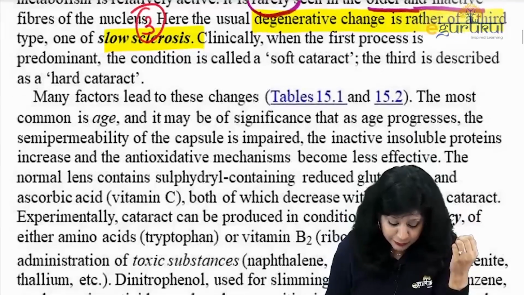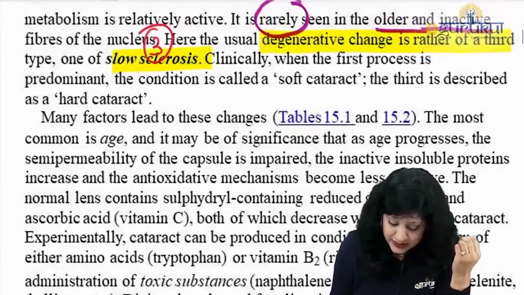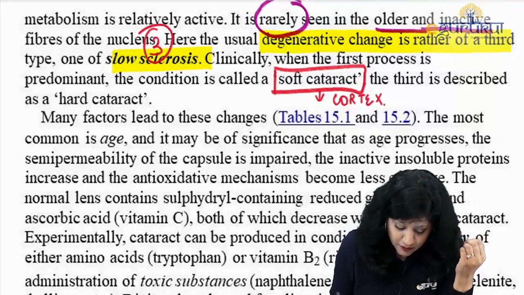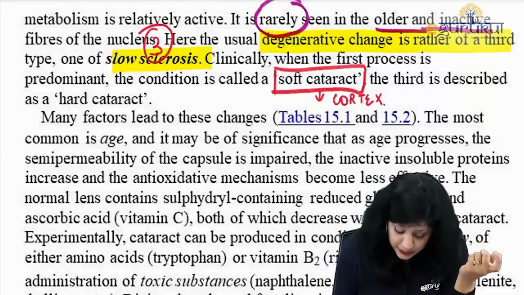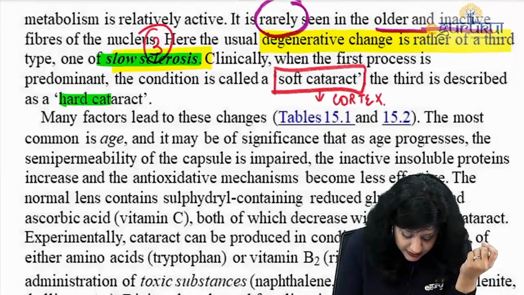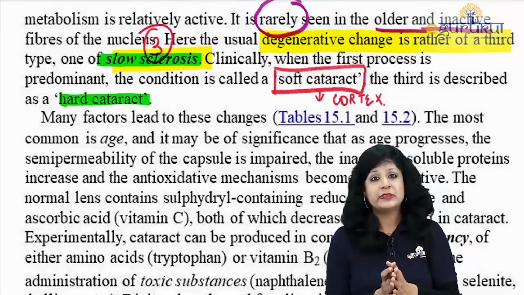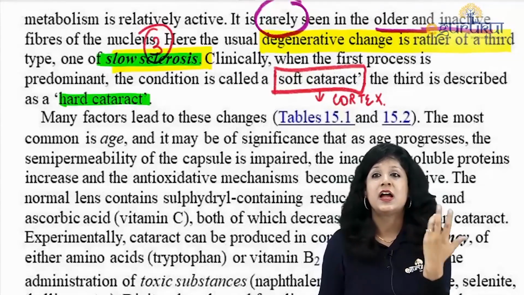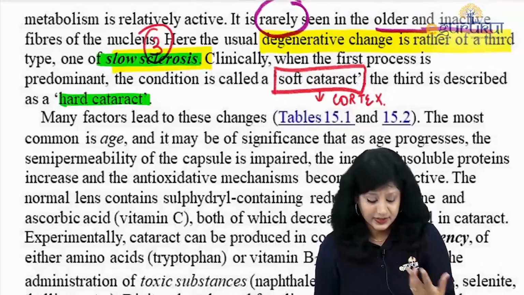Clinically, when the first process is predominant, it is soft. So soft cataract is actually the cortical cataract because it is due to the hydration, while when the third is taking place, that is in the nucleus, so let's mark it with green, sclerosis, that is actually the hard cataract. So you already know this, that we have got two kinds of cataract. One is a cortical, one is the nuclear cataract, one is the hard cataract, one is a soft cataract, right?